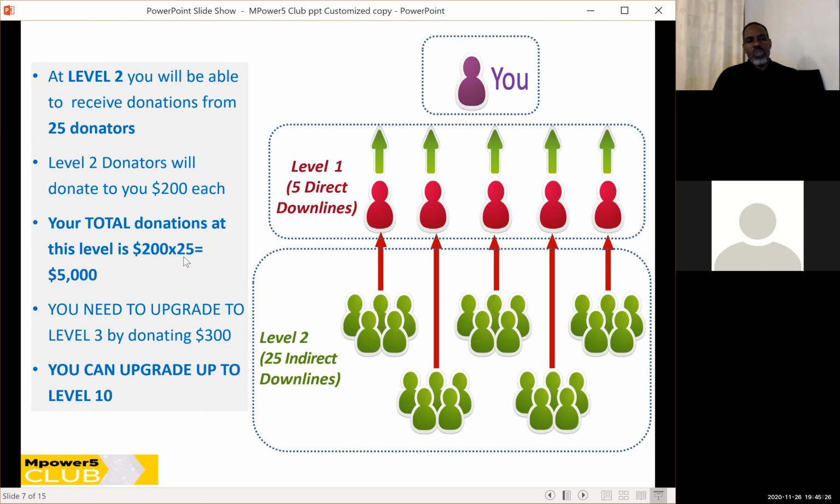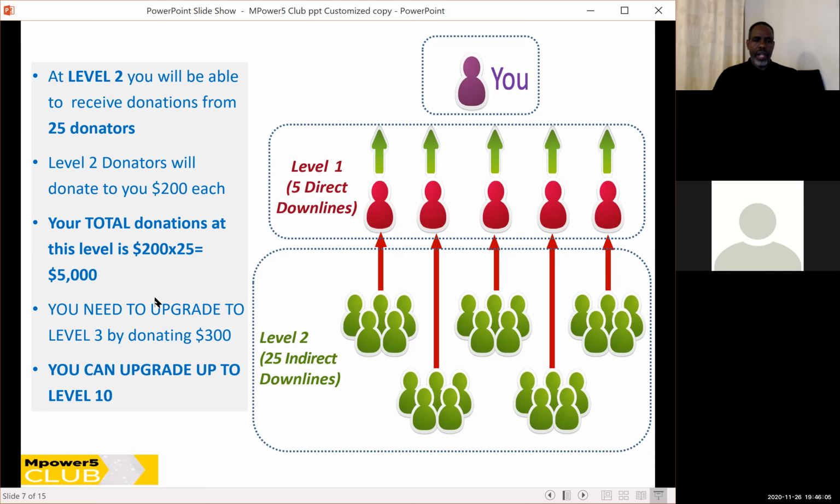And where do you get these 25 people? Remember the 5 people who were your first line, the people that joined you immediately. These are the 5 people who donated to you $100. Now, each one of them will also have 5 people donating to them. These level 2 people, these 25 people, because it's 5 times 5, which is 25, are the people who, when they upgrade to level 2, will be donating to you $200.